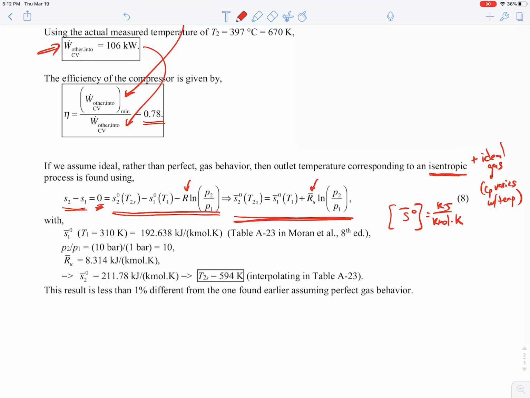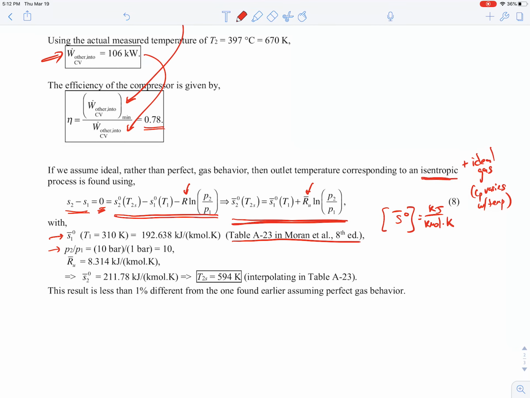So if you go to the tables, you can find the S bar naught value at the inlet temperature. And here I actually use the Moran and Shapiro tables at the back of your textbook, but you can use the Excel tables. You'll get a slightly different number, but it doesn't matter because we're dealing with differences in S0 values. P2 over P1, again, you want to use absolute temperatures here, so that's straightforward. The universal gas constant, straightforward. And then when you solve the equation, you'll get the value for S2 naught. Then you can go back to your table and interpolate the corresponding temperature for that, which comes out to be 594 Kelvin.